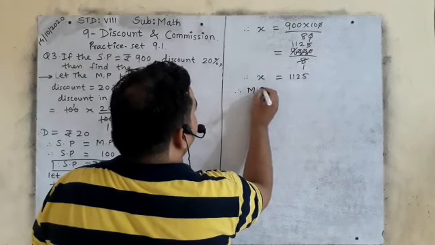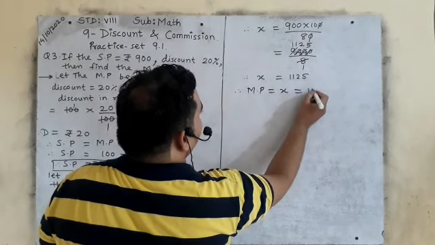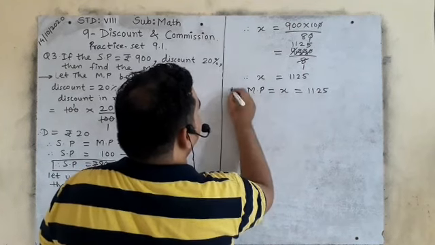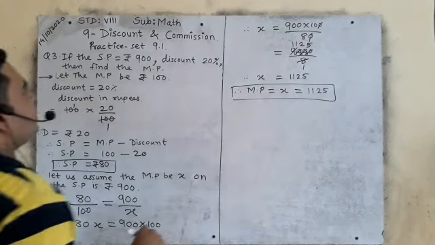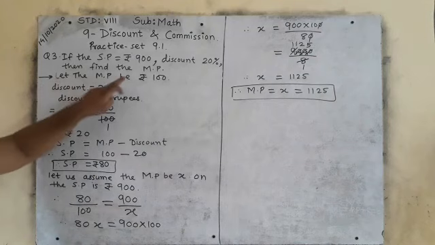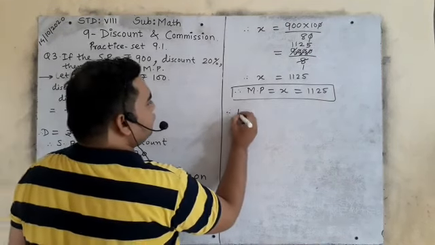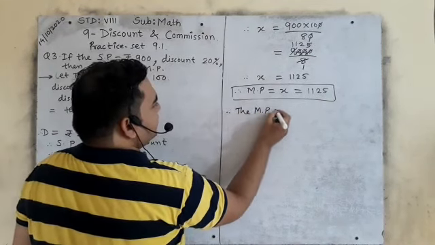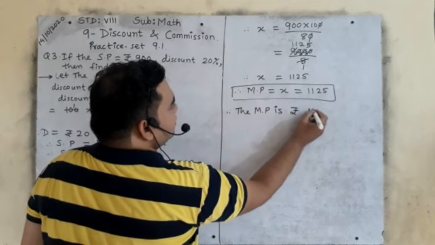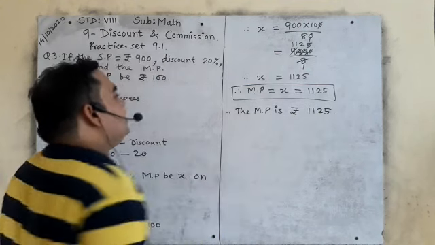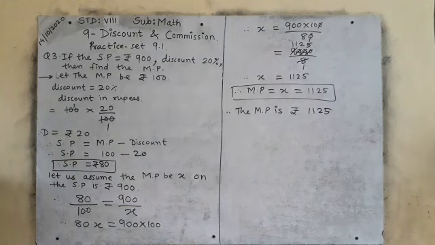And x is what? Mark price is x, which is 1125. So therefore you will write the mark price. The mark price is rupees 1125. I hope you understood here how to solve.